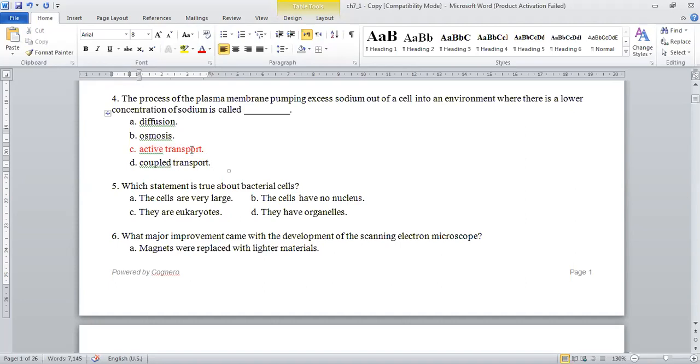Exactly, so it's active transport. Diffusion moves water from high concentration to low concentration. Active transport is not for water. It is for ions, molecules, any substance other than water. It moves the substance from low concentration to high concentration. In general, active transport needs what? Energy. And here it needs what? Energy. Okay. Question number 5, who wants to answer?